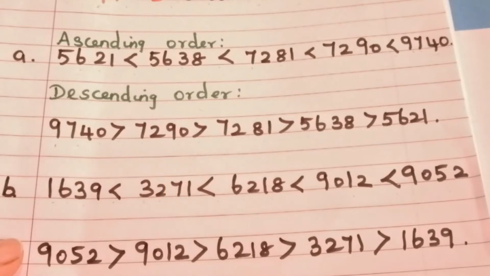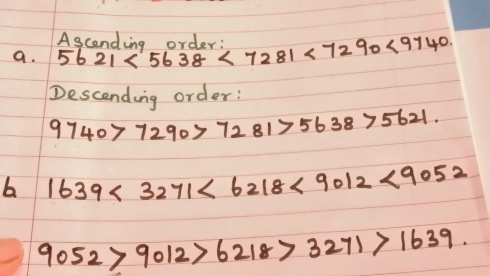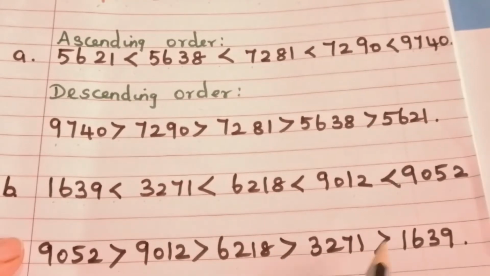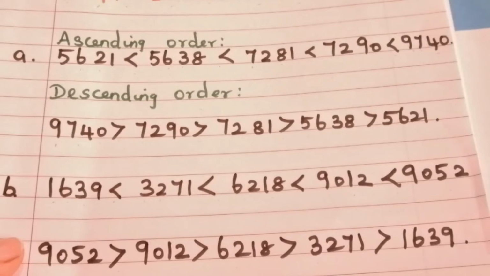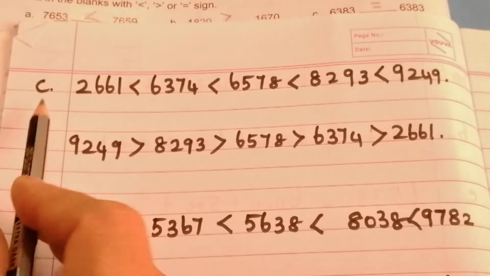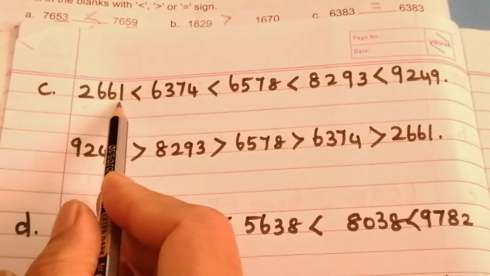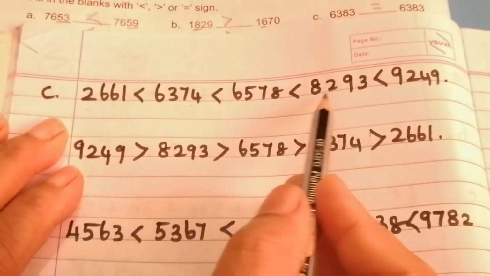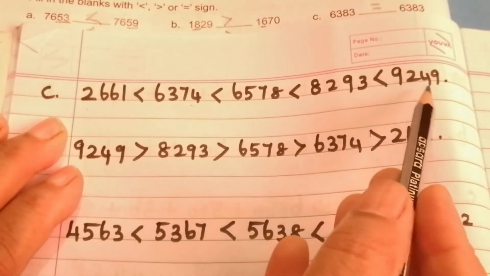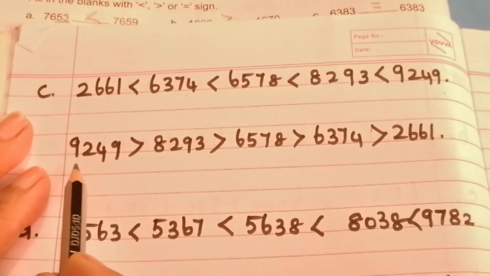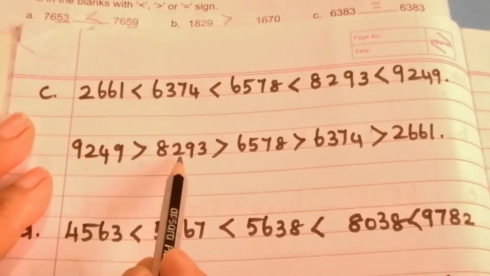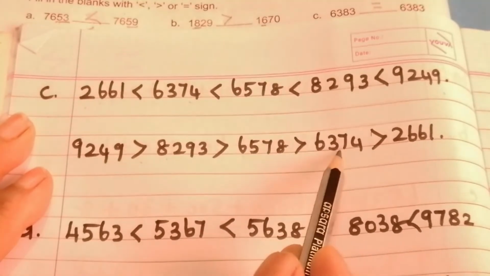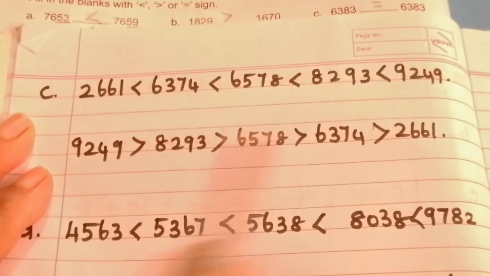This is ascending order. And descending order, 9052 greater than 9012 greater than 6218 greater than 3271 greater than 1639. And problem C, ascending order, 2661 less than 6374 less than 6578 less than 8293 less than 9249. And descending order, 9249 greater than 8293 greater than 6578 greater than 6374 greater than 2661.